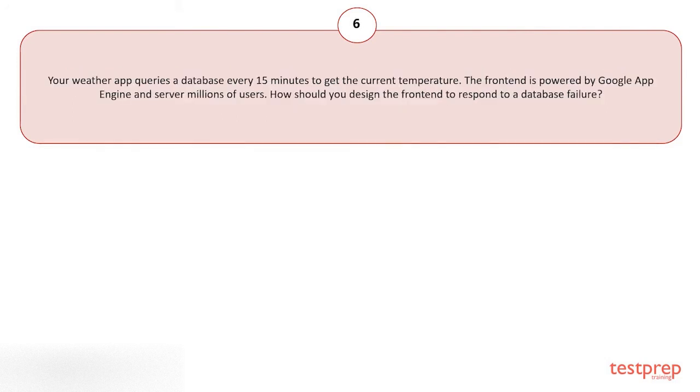Your weather app queries a database every 15 minutes to get the current temperature. The front end is powered by Google App Engine, and serves millions of users. How should you design the front end to respond to a database failure?